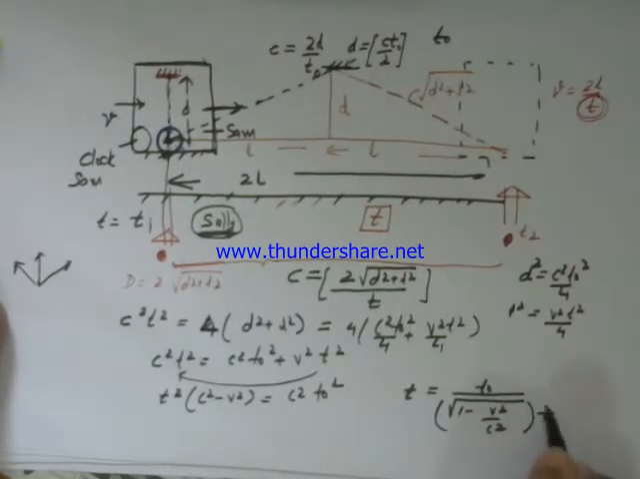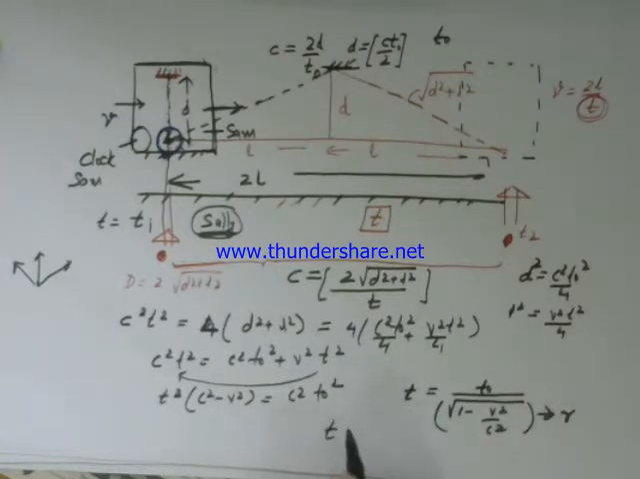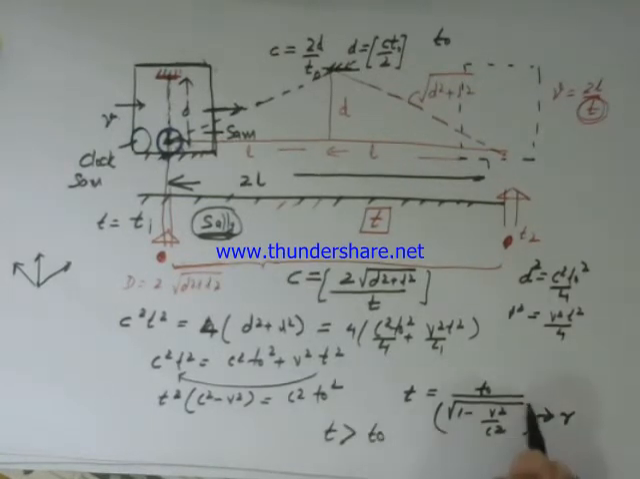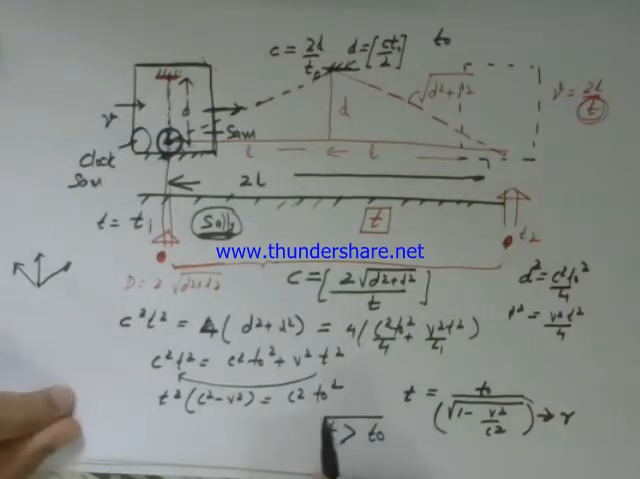We call this gamma. And since the denominator is less than 1, t is greater than t0. This is what is time dilation.